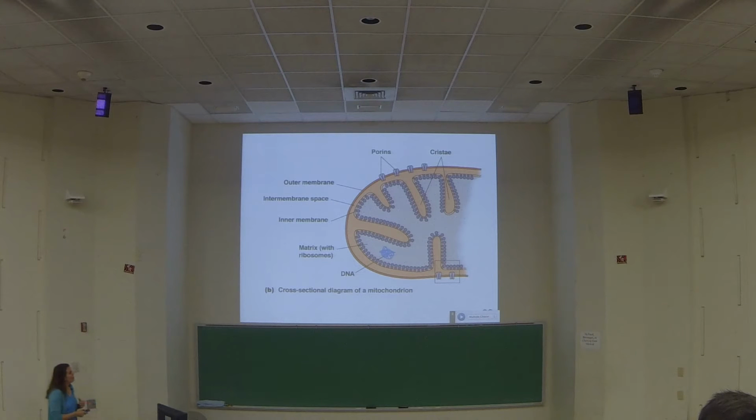There are a series of porins, channel proteins on the outer membrane, that pyruvate moves through to the space between the two membranes. And then there's a pyruvate-specific symporter that's going to move it across the inner membrane. So there have to be two transport proteins for anything that's going to get all the way into the matrix.